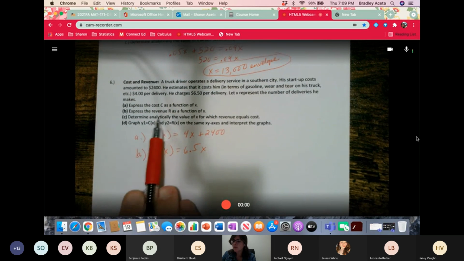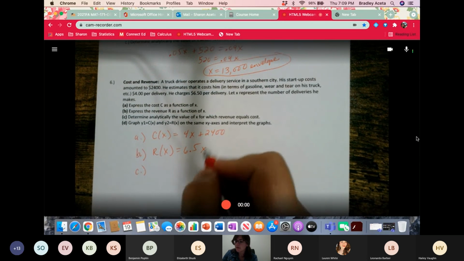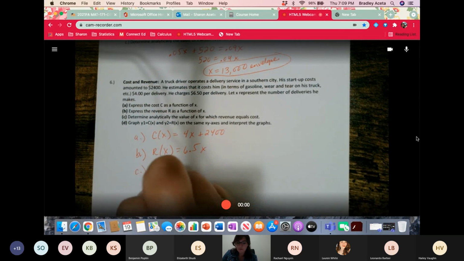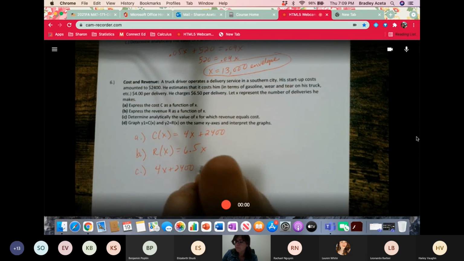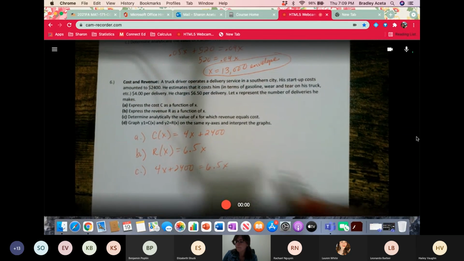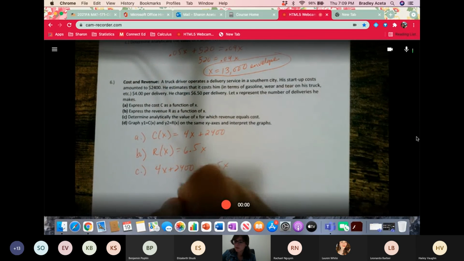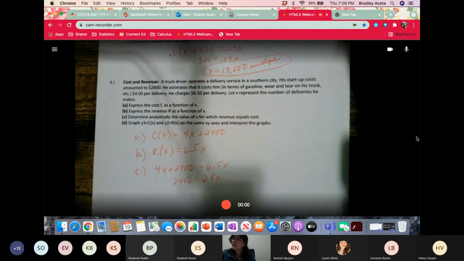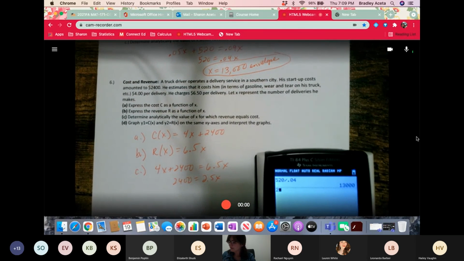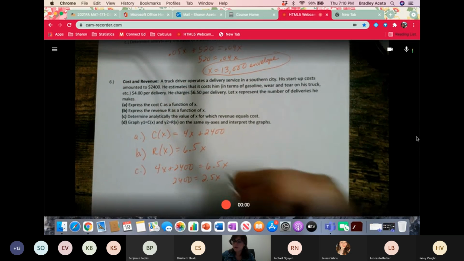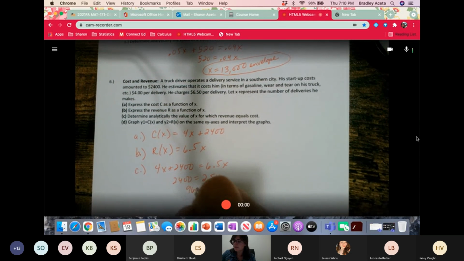Part C, determine analytically the value of x. So exactly what we just did before, set these two equal to each other. And you get 2,400 equals 2.5x. So at the 960th delivery, he should start making, I hope, a profit.